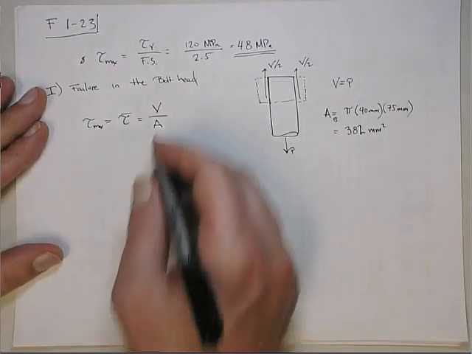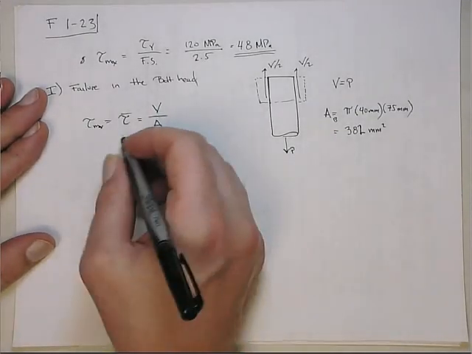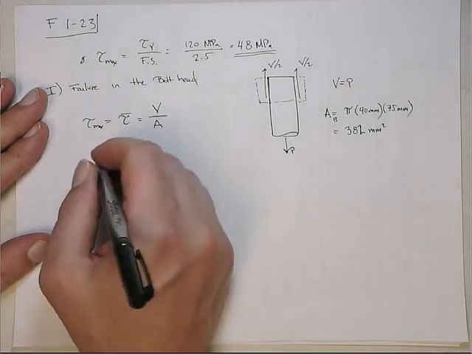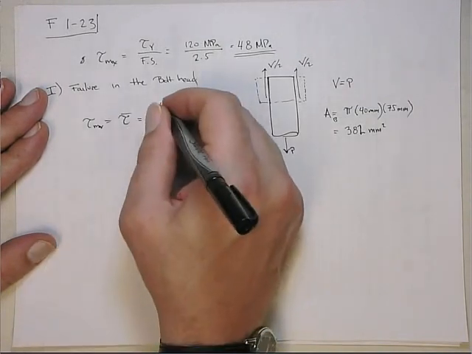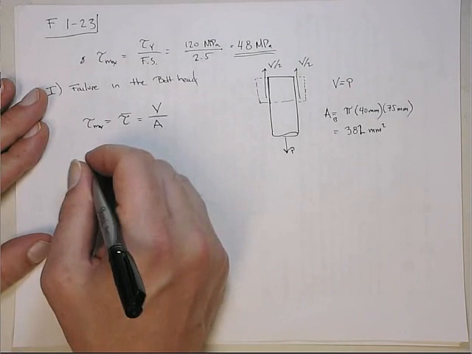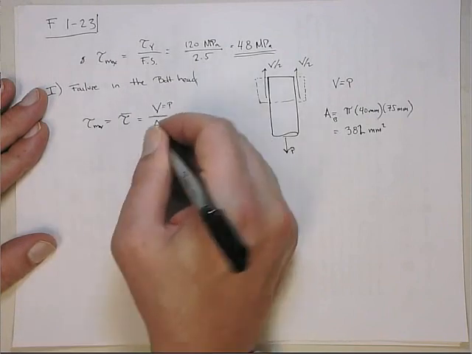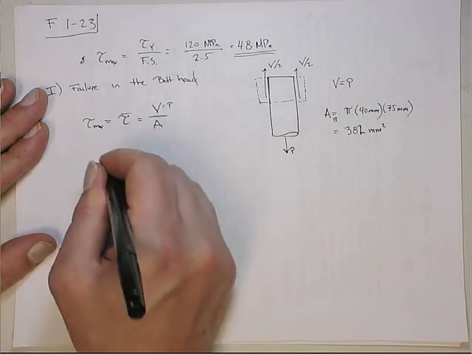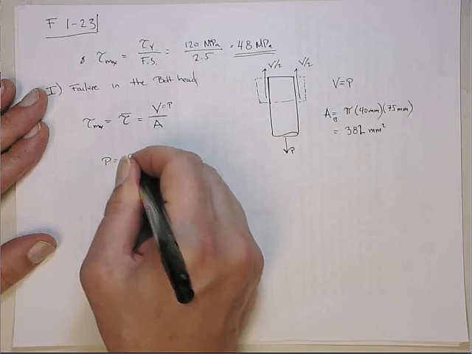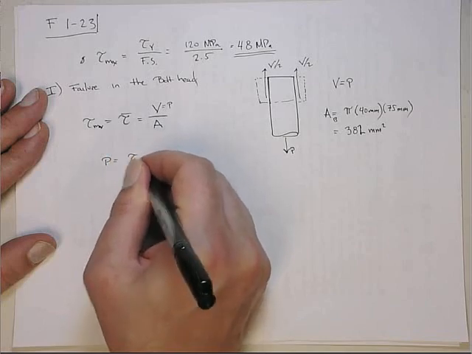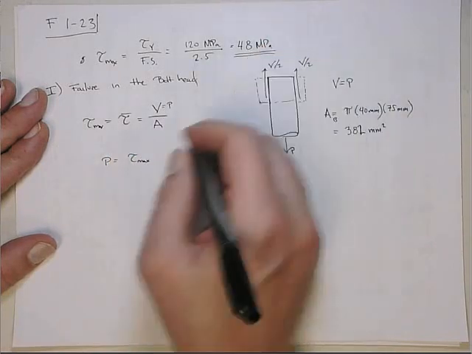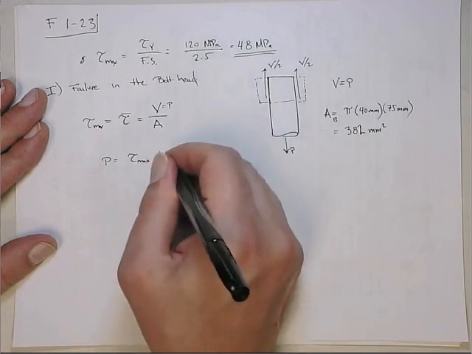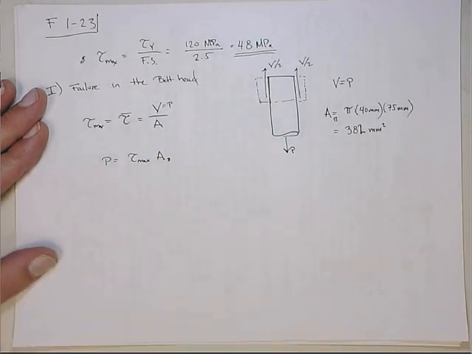All right. So I don't know what V is, but I know that V is equal to P. So here this has to equal P. I know this, so we can solve for P. P is the max allowable, this 48 megapascal, times the shear area for the bolt head.